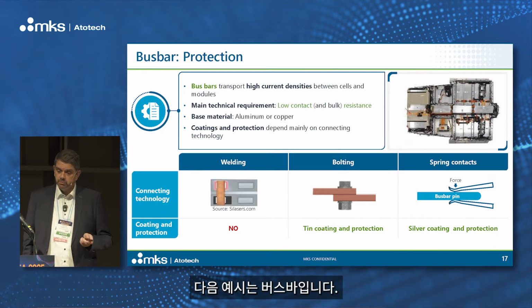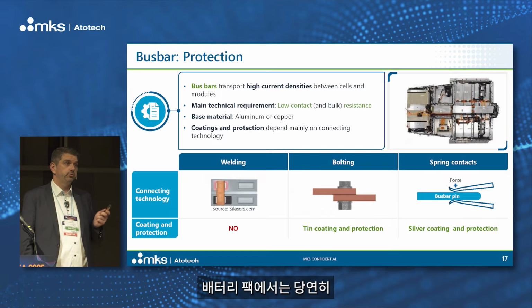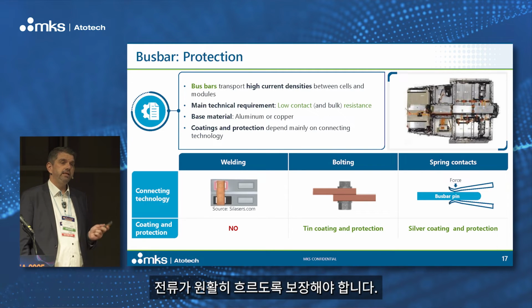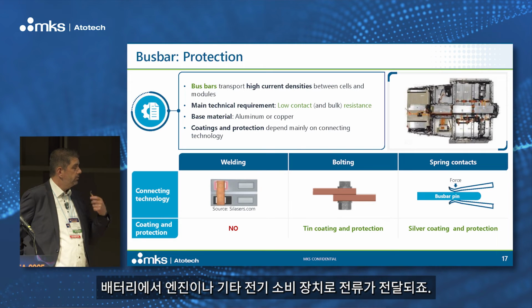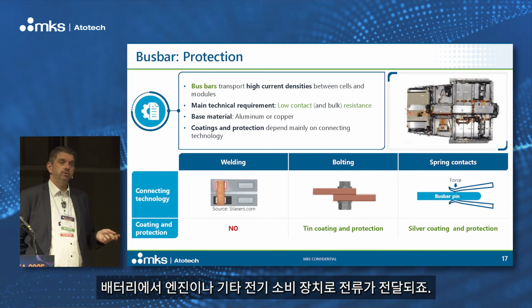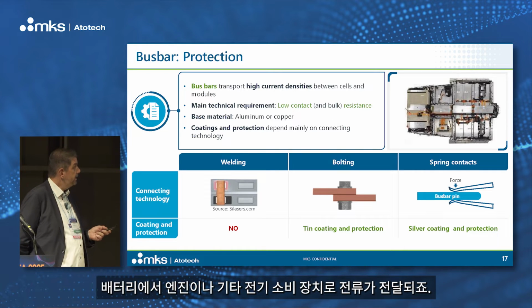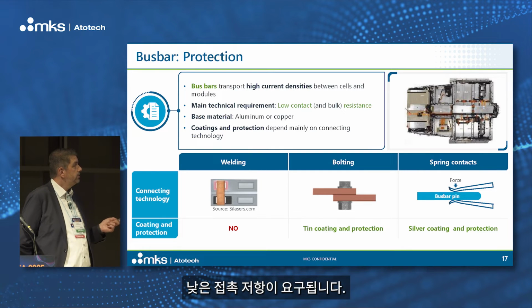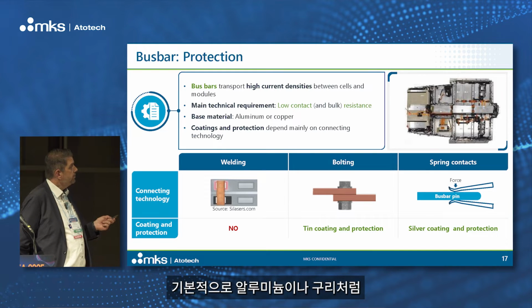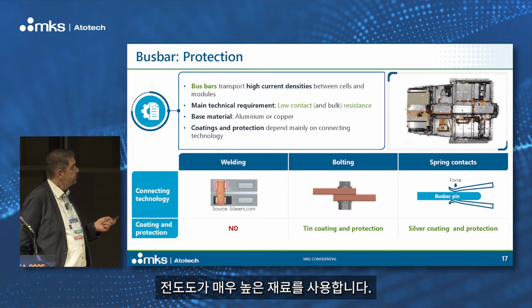The next example would be bus bars. For sure, in these battery packs, we need to ensure that the current is flowing from the battery to the engine or to any other consumer of electricity. Therefore, we need bus bars. Bus bars need to transport high current densities, so we need low contact resistance. Basically, we use aluminum or copper, which have very high conductivities.